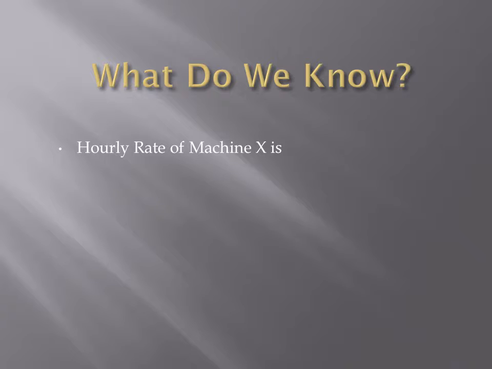So to go through the process I typically go through, the first thing I want to do is identify what do we know. I set an hourly rate of machine X. I identified it as R subscript X, and that's equal to 1/4 because machine X can complete 1/4 of a job in 1 hour. Then I set the hourly rate of machine Y, which is R subscript Y, as 1/3, and that's because machine Y can complete 1/3 of a project in 1 hour.